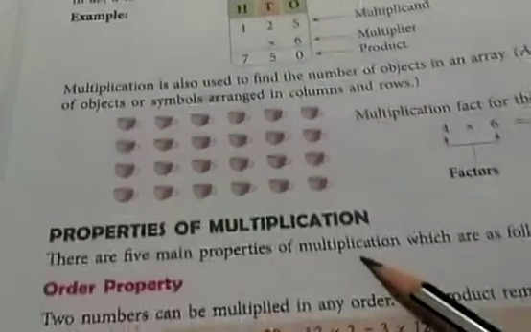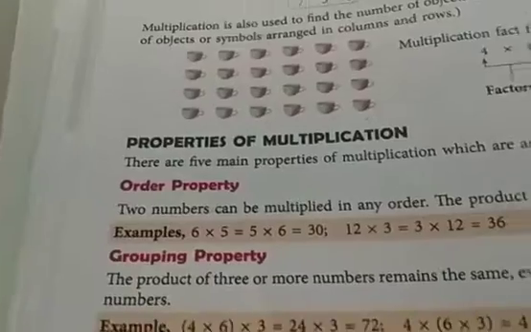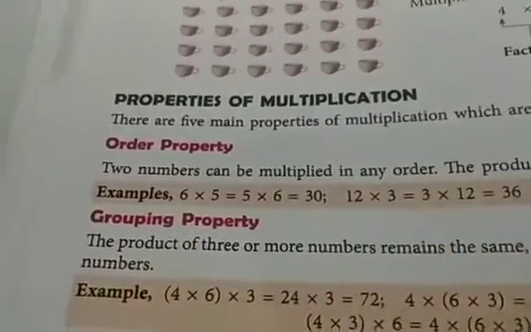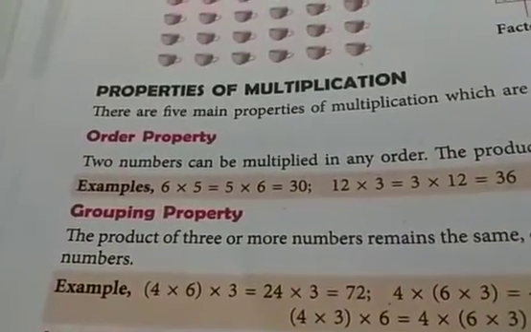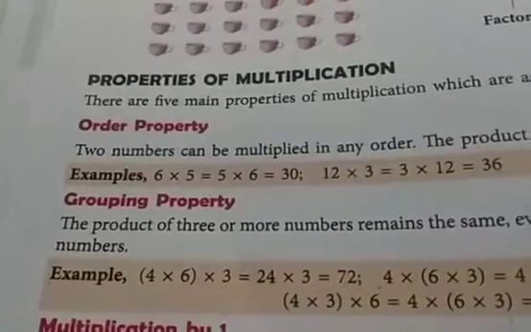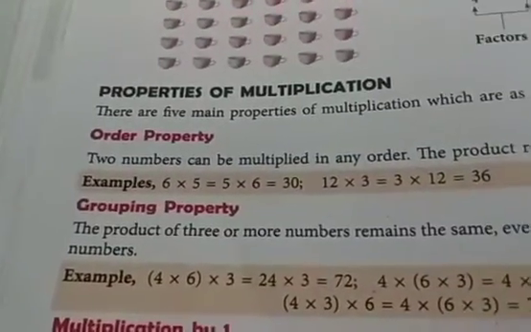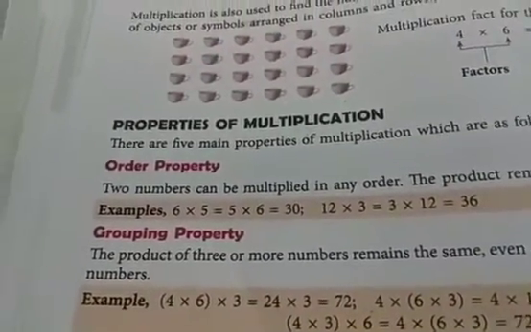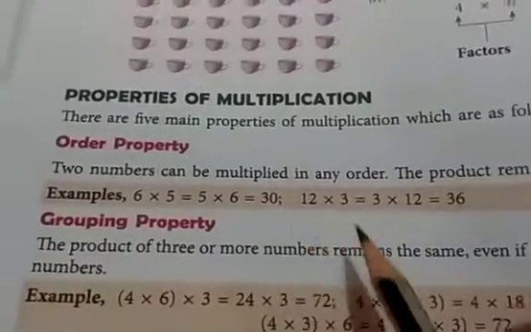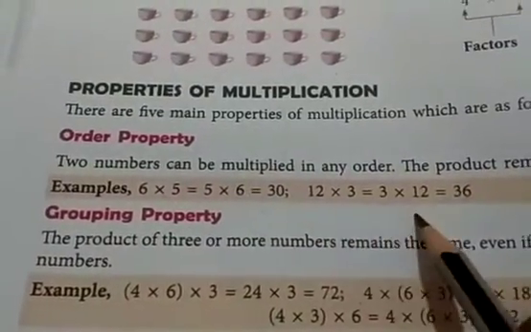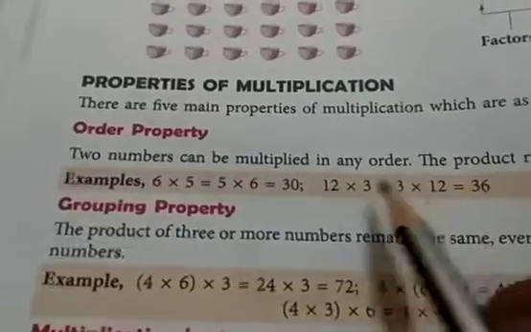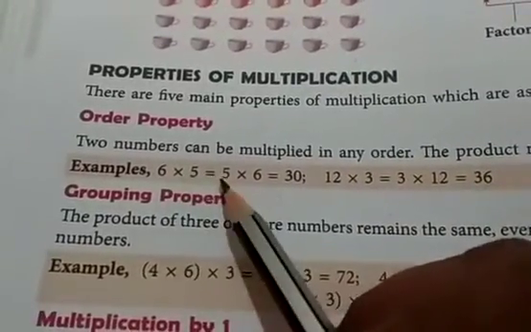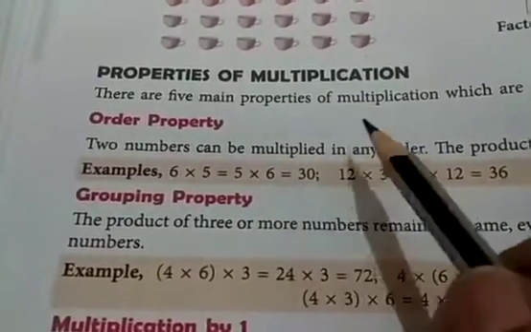See the properties of multiplication. Order property. Order property says that when we change the order of any numbers, the answer or product will remain the same. See, 6 into 5 or 5 into 6 gives you 30 only, or 12 into 3 or 3 into 12 gives 36 only. Whether you read 5 6 or 6 5, it will remain the same.